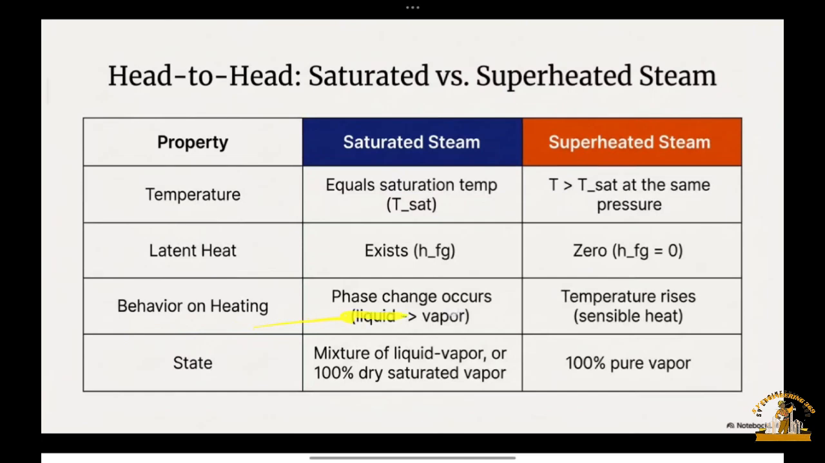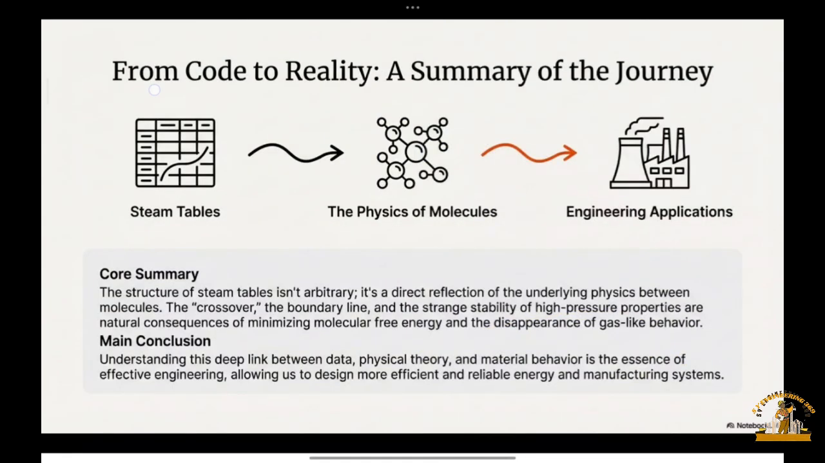Behavior of heating: phase change occurs from liquid to vapor. After this, it's sensible heat, and the temperature rises. Even if we just keep increasing the temperature, it will only become sensible heat. This state is a mixture of liquid and vapor, or 100% dry saturated vapor. Superheated steam is 100% pure vapor.